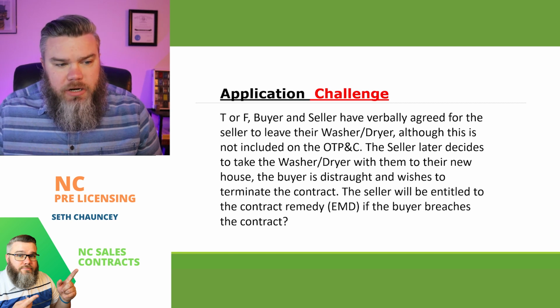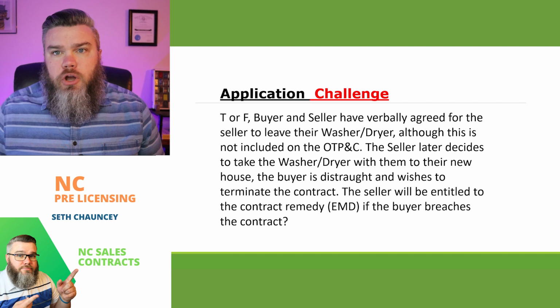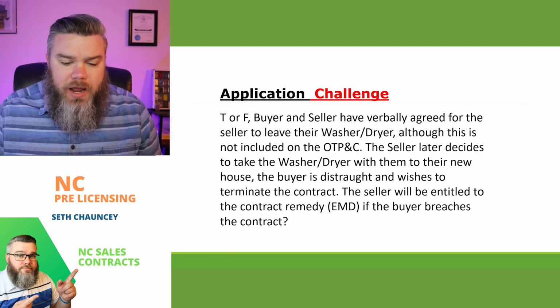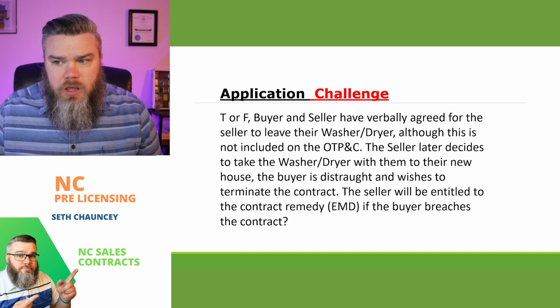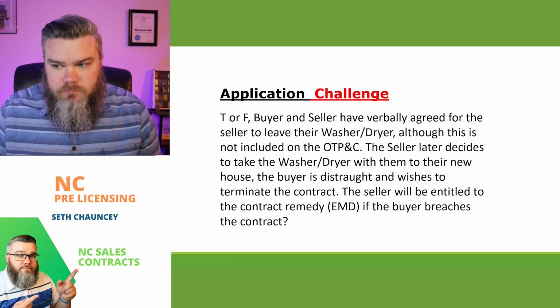Now, let me provide a little bit of clarity here. The negotiation on the washer and dryer was a verbal negotiation. OTP&C is the offer to purchase and contract. That's in writing. So there is a written contract between them, but the washer and dryer negotiations were verbal. Right.